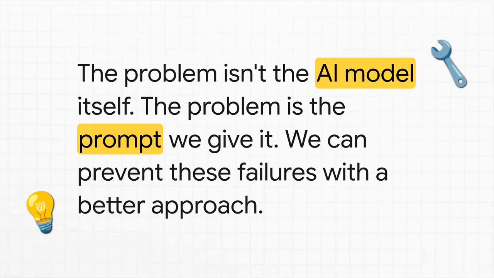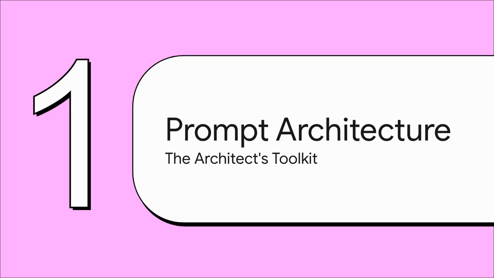But okay, here's the good news. This isn't some fundamental flaw in the AI itself. The AI is doing what it was told. The real problem? It's the prompt. And we can absolutely prevent these kinds of failures by shifting from just simple prompting to a much more disciplined architectural approach. This is where we really need to start thinking differently. It's time for prompt architecture.